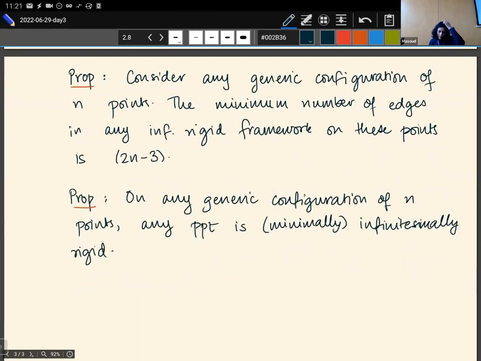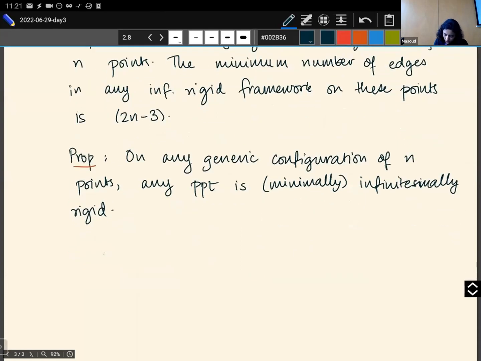So this maybe is not completely obvious, but let me again draw an example. Let's look at some examples to convince ourselves that this is actually true. I don't know how much about the proof I want to say, but we'll see. So let me look at 4 points. Here's a pointed pseudo triangulation.